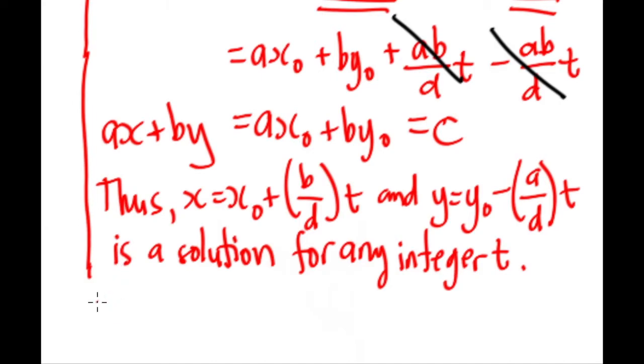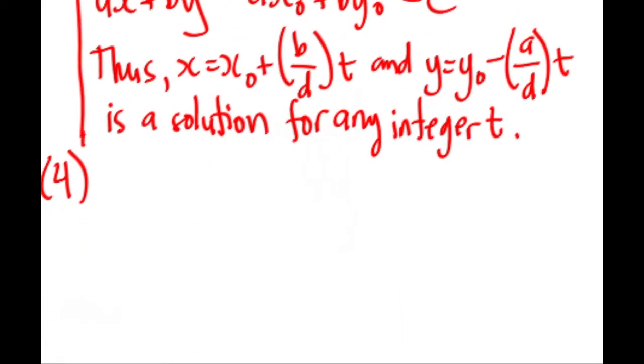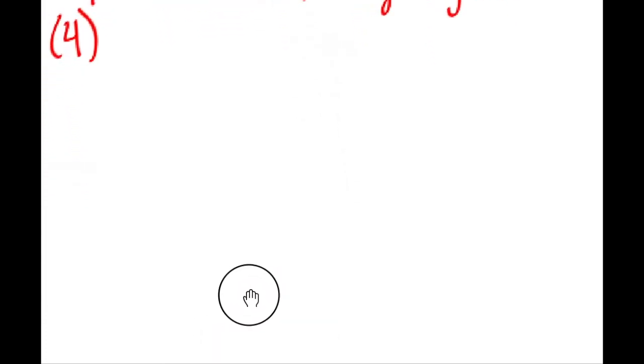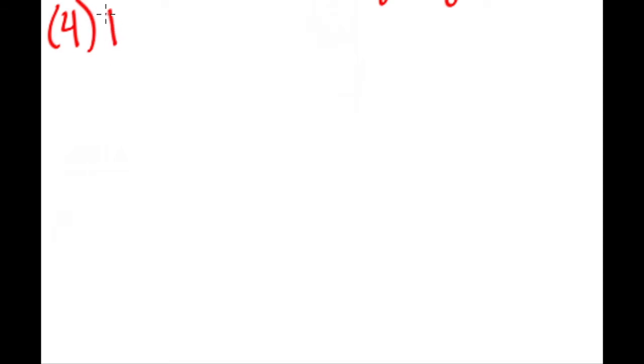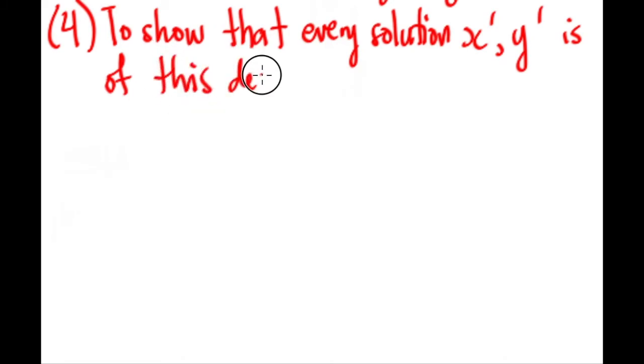Again, if you want to repeat that process, kindly rewind or rewatch this video. To save time, let's proceed to the fourth proof. So this time we want to show that every solution x prime, y prime is of this desired form.